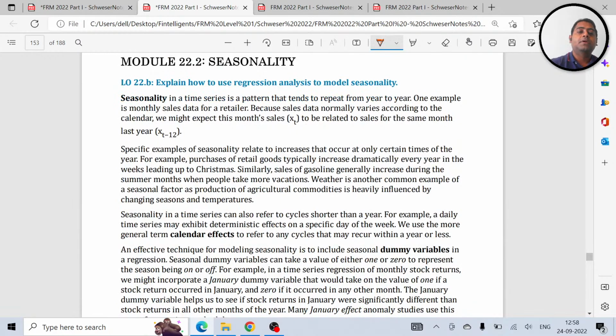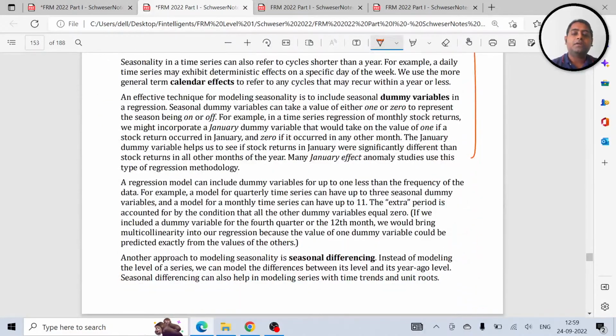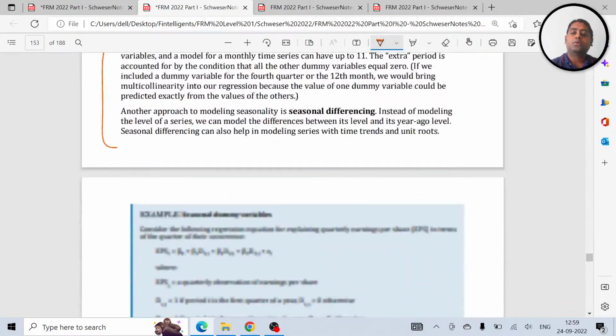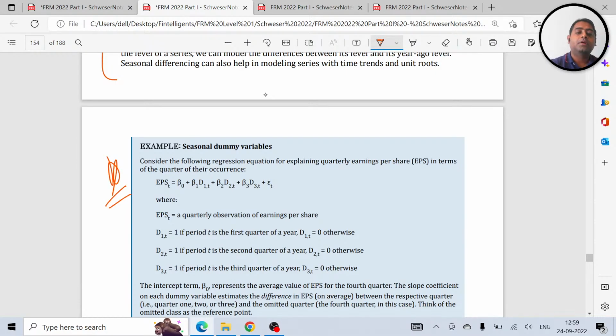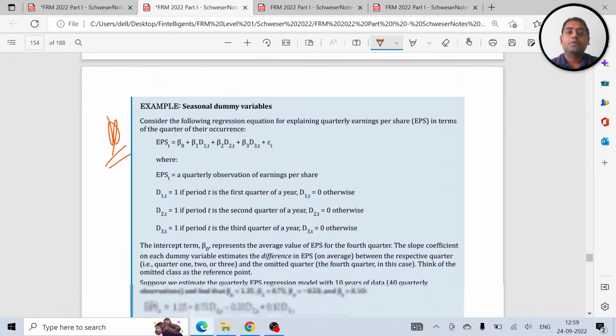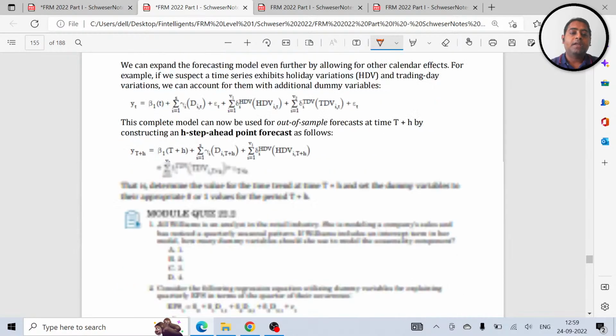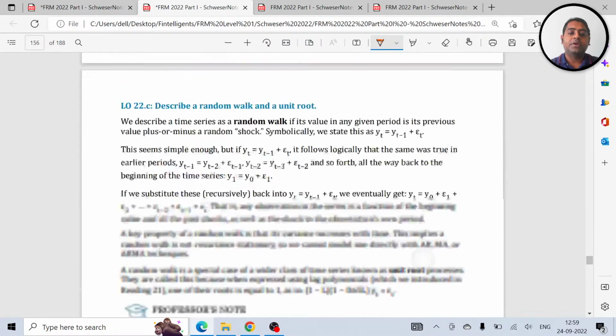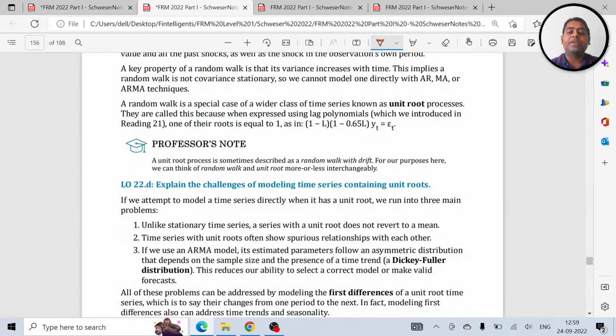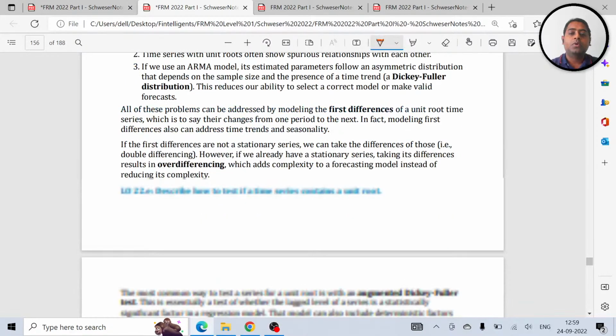Seasonality as a concept. Seasonality and dummy variable. Please mark it as double star. Everything, this entire part, and this sum, important. Don't skip that. Rest, everything is okay. Unit root, you can skip, very less likely that they might test you.